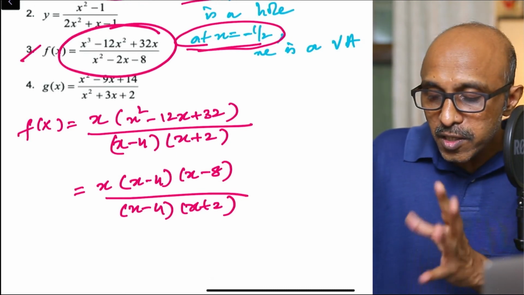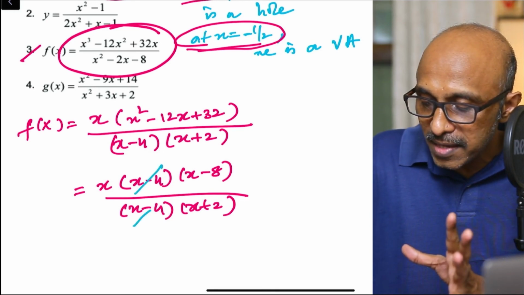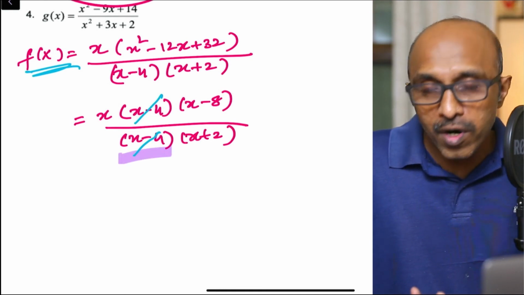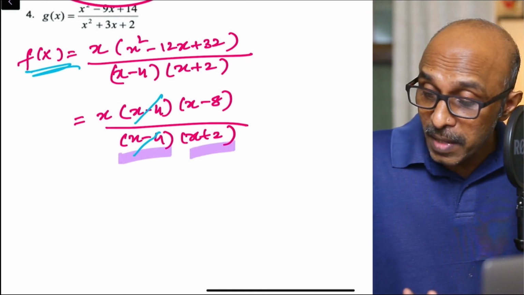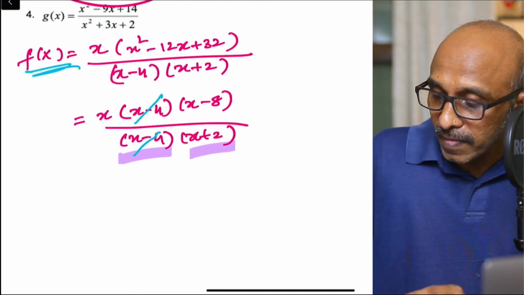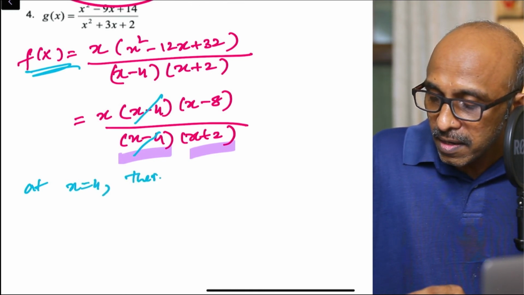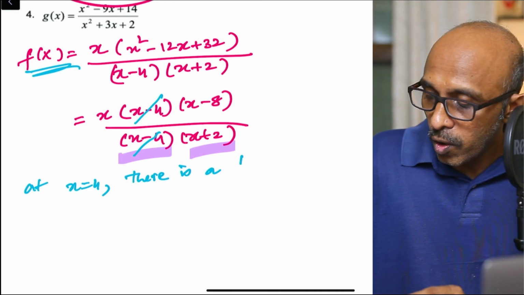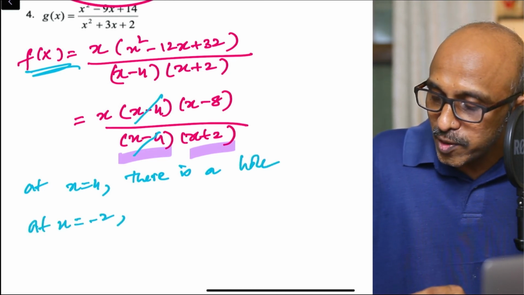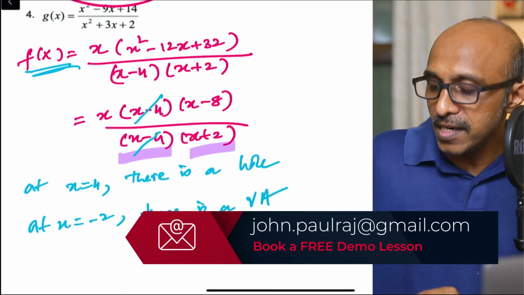Now, when you factor the numerator and the denominator, you'll be able to see that there is a common factor in the numerator and the denominator. That means the function is not defined at x equals 4 and at x equals negative 2, but it behaves differently at these two values, which means at x equals 4, there is a hole in the graph, but at x equals negative 2, there is a vertical asymptote.